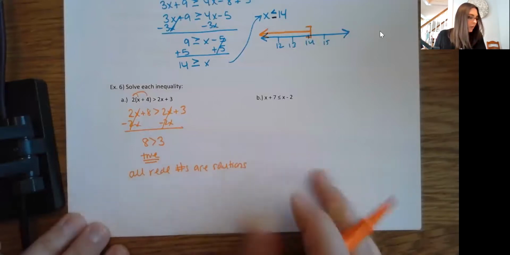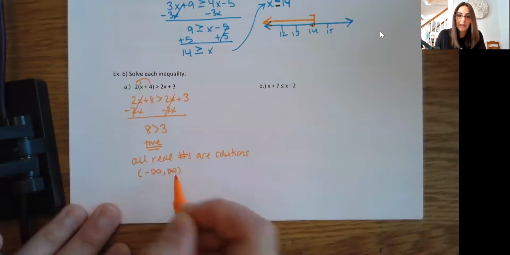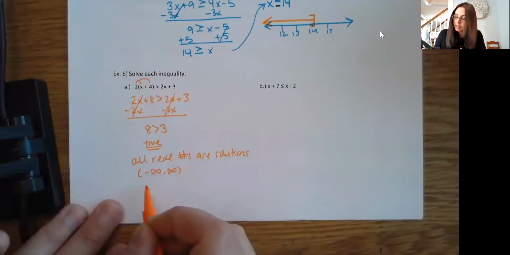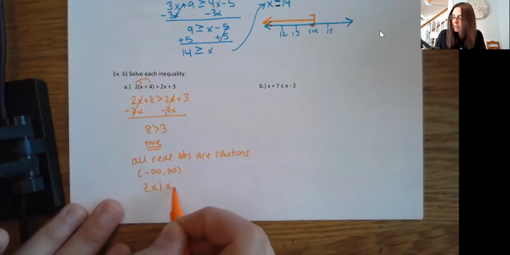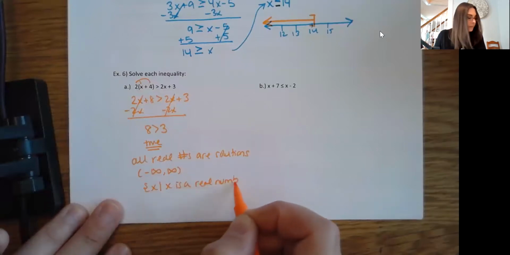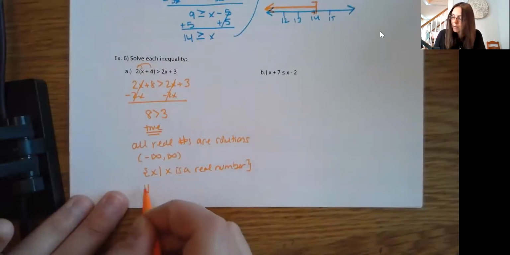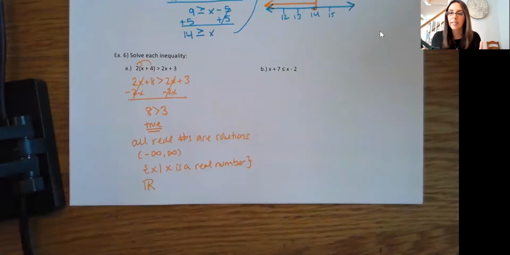Okay. So you can write it like this in interval notation from negative infinity to infinity. You can write it like this, x such that x is a real number. Or you can write it like this. So this symbol here means the real number set. So it means that all real numbers are included here.